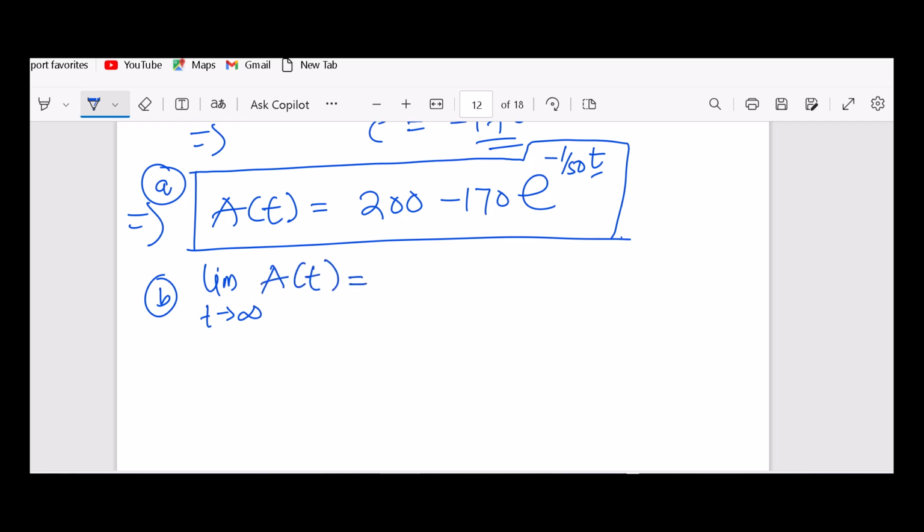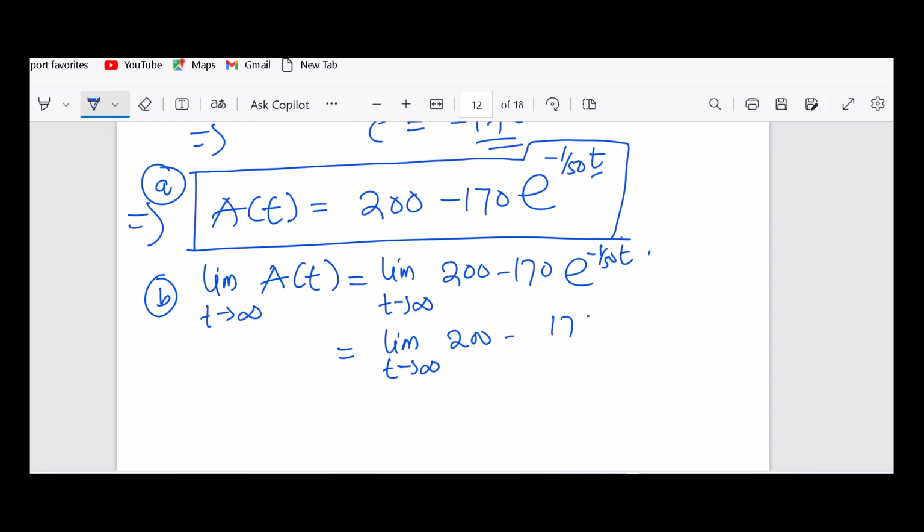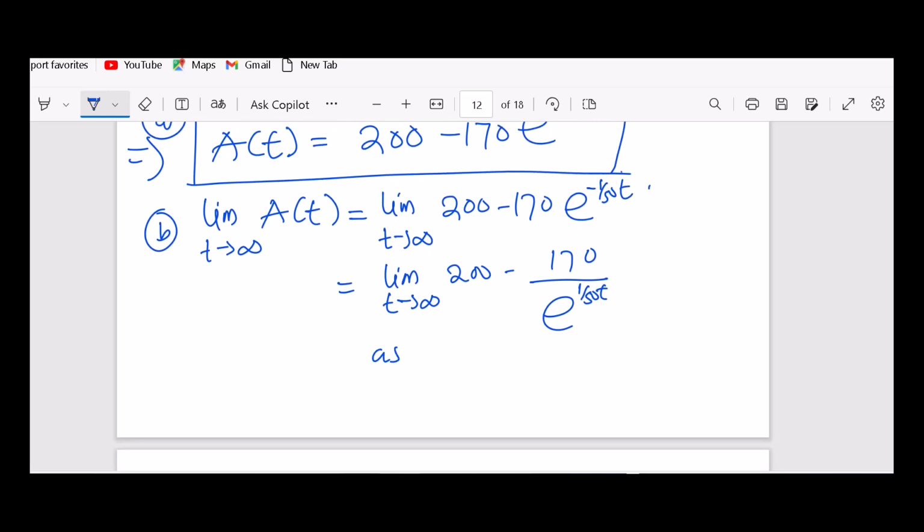And this will be equal to the limit as t approaches infinity of 200 minus 170 e power negative 1 over 50 t. But you remember that this is the same as the limit as t approaches infinity of 200 minus 170 over e power 1 over 50 t. Now, as t goes to infinity, as t becomes big and big, like billions over billions, the denominator becomes very big, so the whole of this goes to 0.